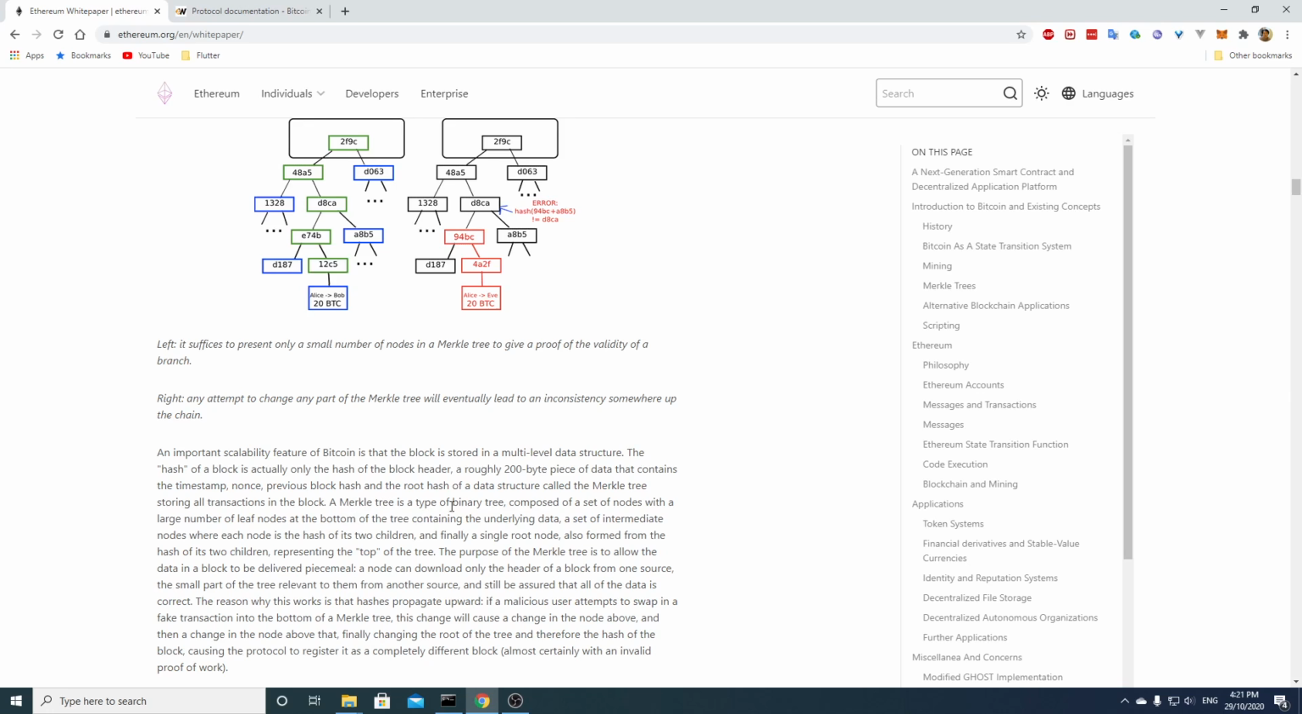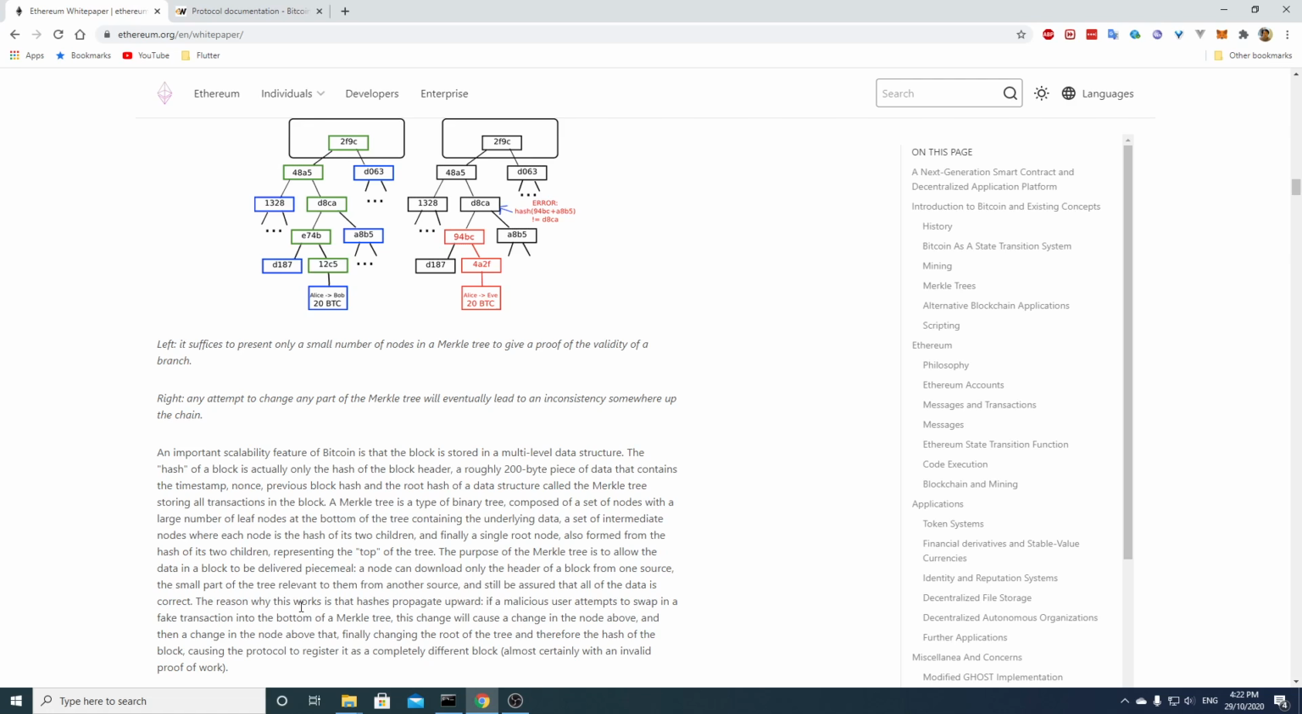A Merkle tree is a type of binary tree composed of a set of nodes with a large number of leaf nodes at the bottom of the tree containing the underlying data, a set of intermediate nodes where each node is the hash of its two children, and finally a single root node also formed from the hash of its two children, representing the top of the tree. The purpose of the Merkle tree is to allow the data in a block to be delivered piecemeal. A node can download only the header of a block from one source, the small part of the tree relevant to them from another source, and still be assured that all of the data is correct.